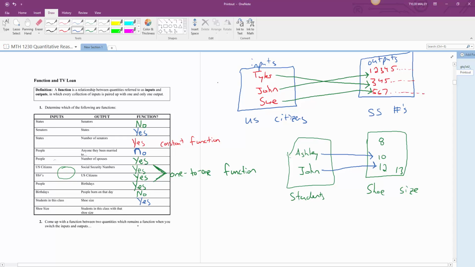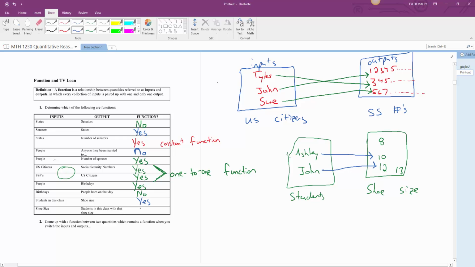So it's sort of swapping it, right? We're doing shoe size mapped to the students in the class with that shoe size. If I input a shoe size, let's say 10, then it's going to give me back the students who have that same shoe size. So would that be a function?